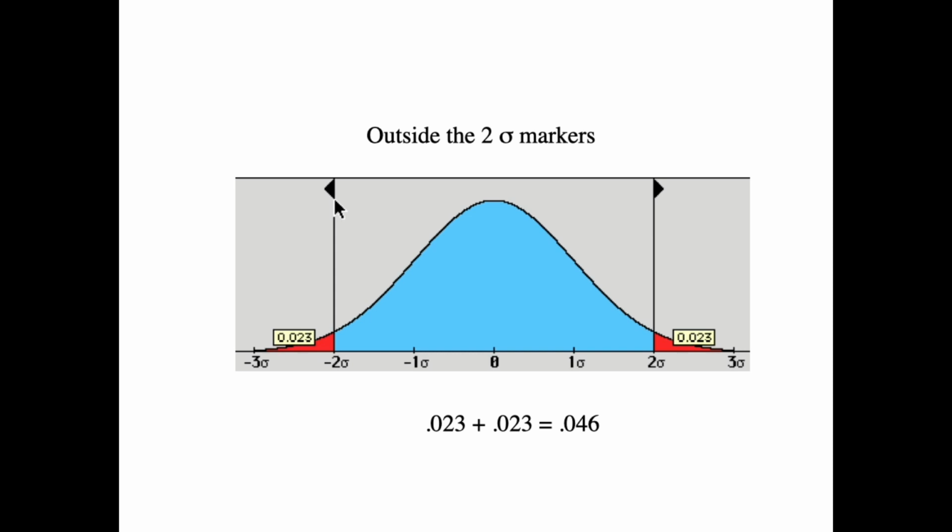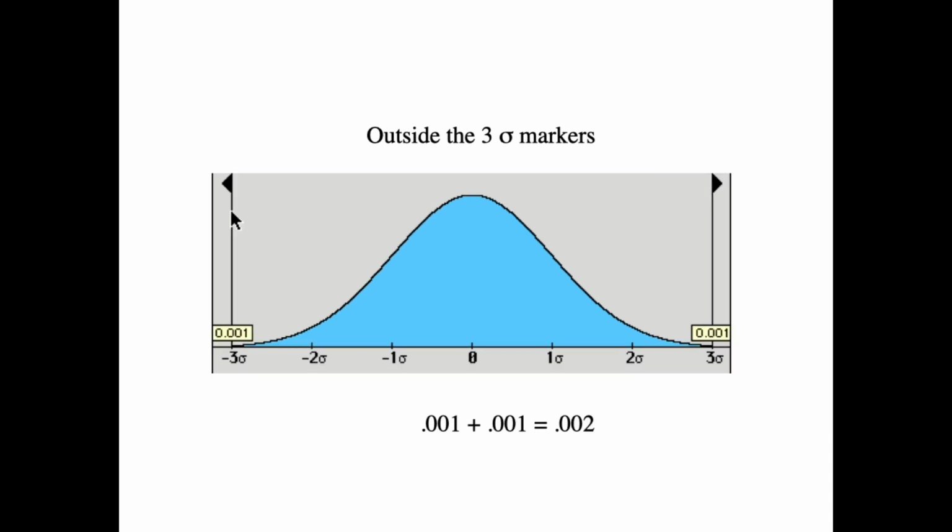When I go to 2 standard deviations away from the mean, what I have left over in red is only 0.023 above and 0.023 in the bottom. Add them together, it's 0.046. So only 0.046 of a distribution are above and below 2 standard deviations from the mean. And when we get to 3 standard deviations, there's hardly anything left over. It's only 0.001 above, 0.001 below, add them together, and only 0.002 of the distribution is outside the 3 standard deviation markers.